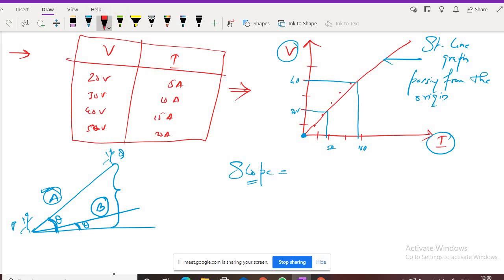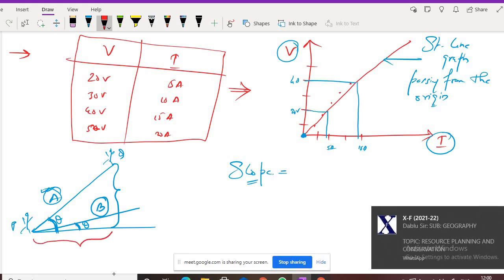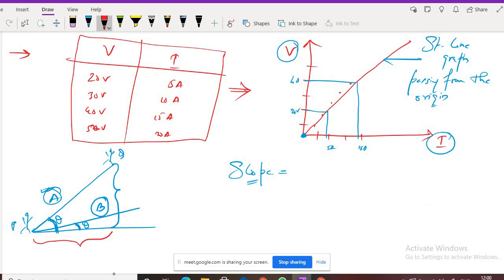Then you will tell me, sir, I will see not only the height, I will see how far it is also. Tell me yes or no. First of all, you will see how much the height is. Then you will see how far it is.